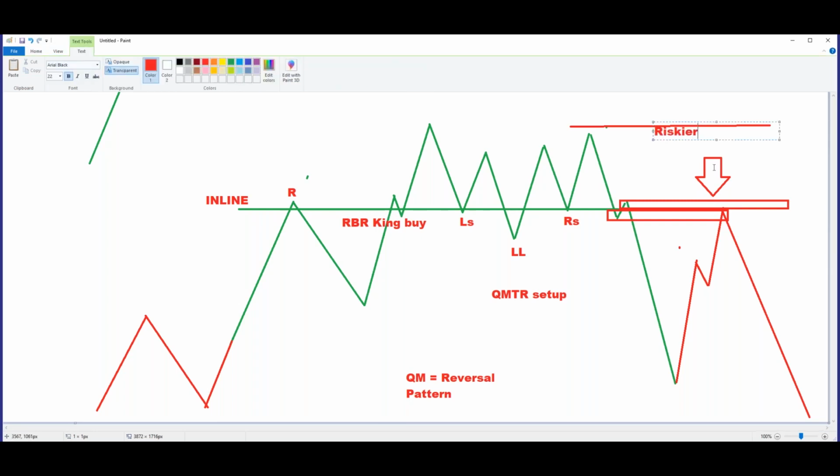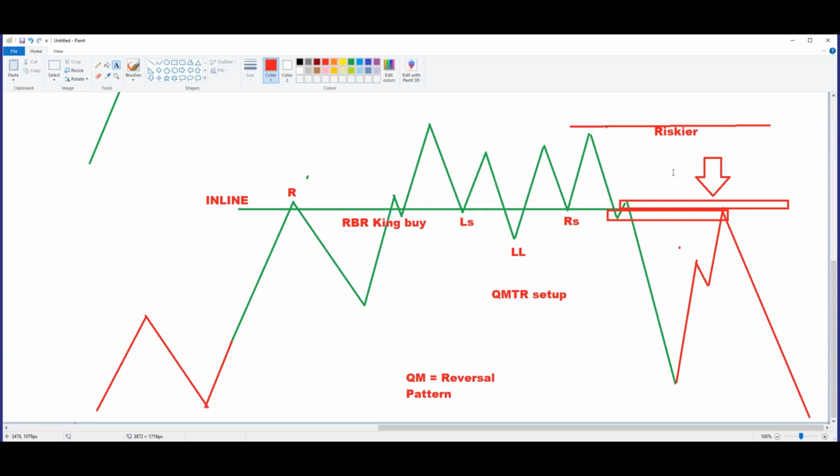Riskier because the trend is up and you want to sell. But the reward is very, very good if you can get this kind of entry, because you get the first level of downtrend. The first level of downtrend.